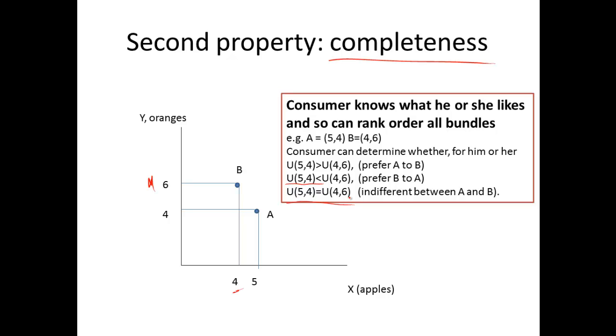But again, all we're trying to say is, give me a couple of points in commodity space, and the individual can tell you which one he or she prefers. That's what the utility function is going to spit out. If the utility function spits out a higher number for one, then that one is preferred to the other one.